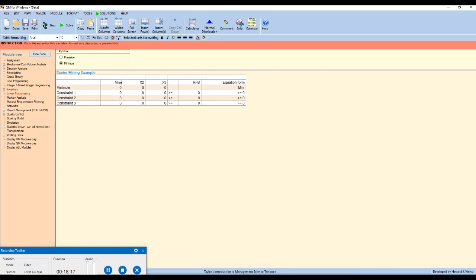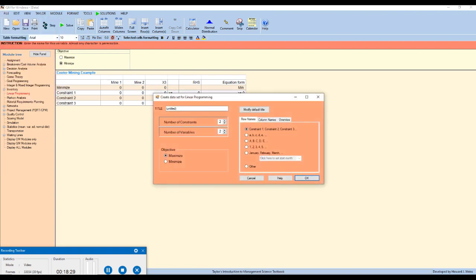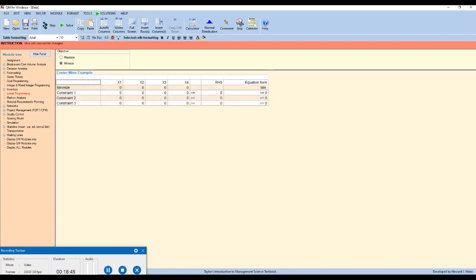Mine 1. Mine 2. Oh, one mistake we had. We're going to open a new file because we have 4 variables in this situation, not 3. My mistake, and we're trying to minimize again. So it's the Exeter mine example. We hit OK. So we'll lengthen these, and then we'll begin altering our headings.